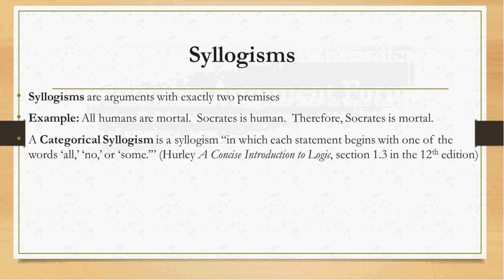So our first type of syllogism is a categorical syllogism. I'm going to use Hurley's definition here of a categorical syllogism. It is a syllogism in which each statement begins with one of the words all, no, or some. And this is taken from section 1.3 of the 12th edition.